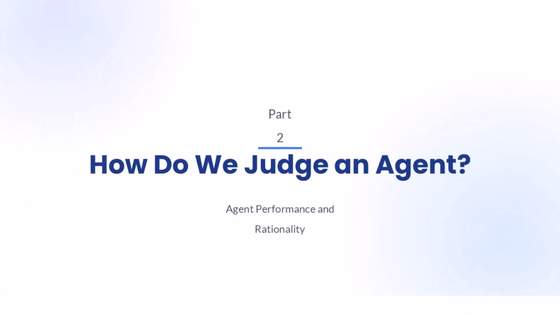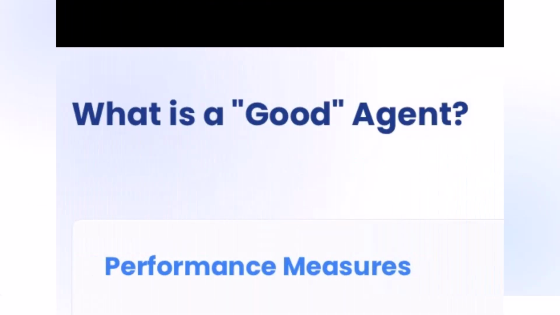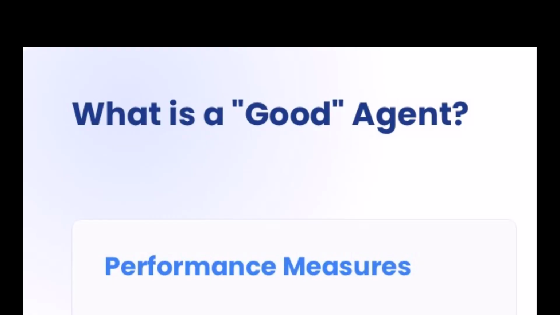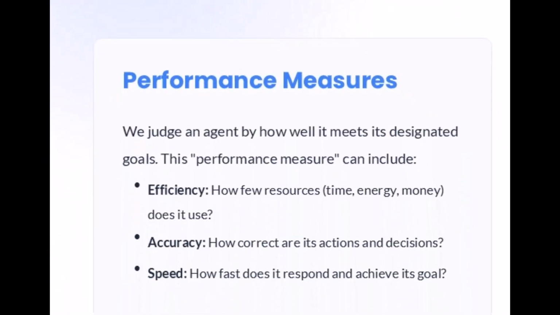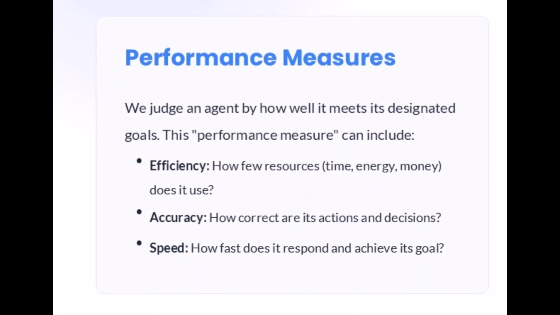So let's move on to how we judge an agent's success, which we call performance measures. We judge an agent by how well it achieves its designated goals, and this includes efficiency. Does it use few resources like time, energy, and money? Accuracy. How correct are its decisions and actions? Speed. How fast does it respond to the environment and finish its tasks?